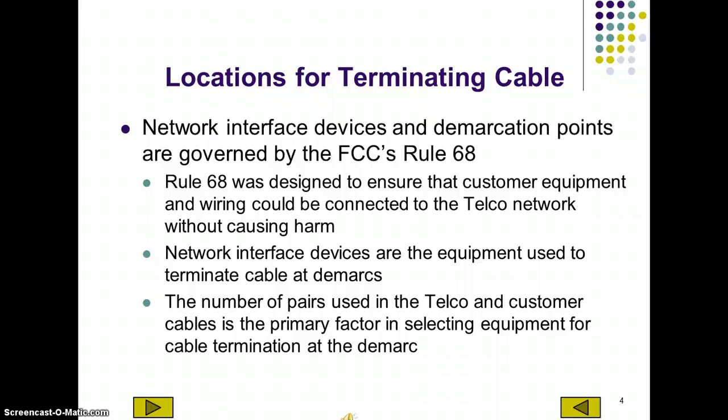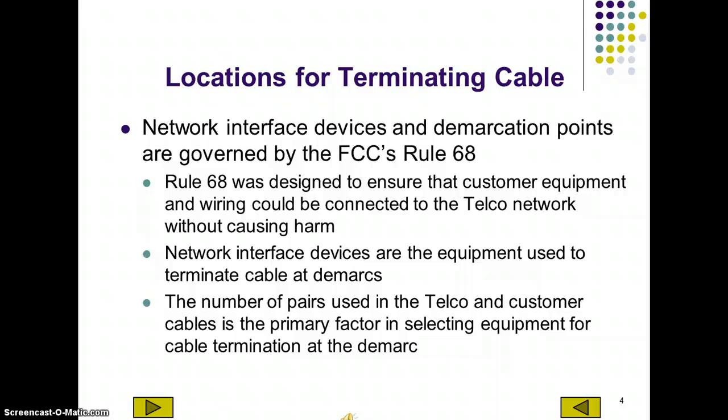Rule 68 was developed to ensure the safety of our telephone network. The stipulations in Rule 68 call for a number of standards to be adhered to by manufacturers. The idea is that we could potentially have manufacturers creating equipment that could do damage to equipment and components on the network, and thus actually providing a security risk to the country.